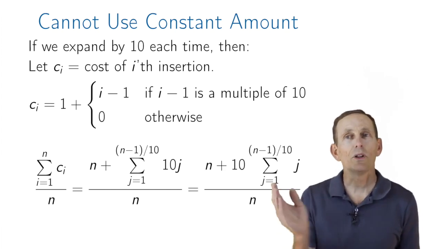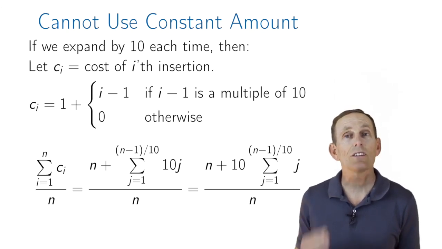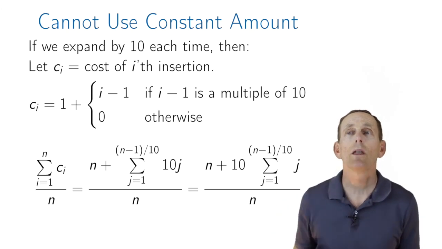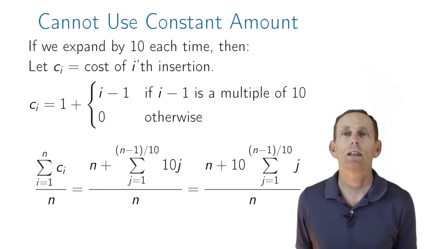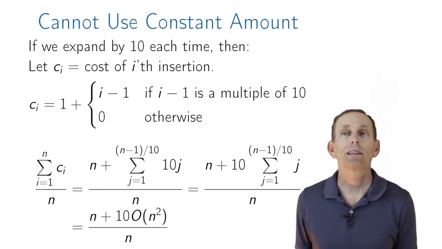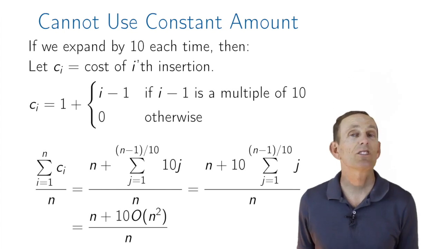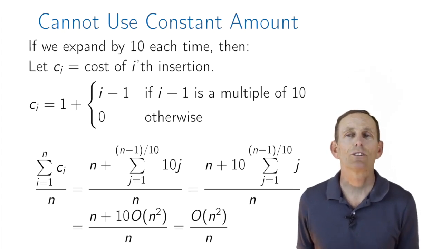Well, we can pull the 10 out of that summation. So it's just 10 times the summation j equals 1 to n minus 1 over 10 of j. So that's just numbers 1, 2, 3, 4, so on, all the way up to n minus 1 over 10. That is order n squared, that summation. So we've got n plus 10 times the order of n squared over n, which is just order of n squared over n, which is order n.